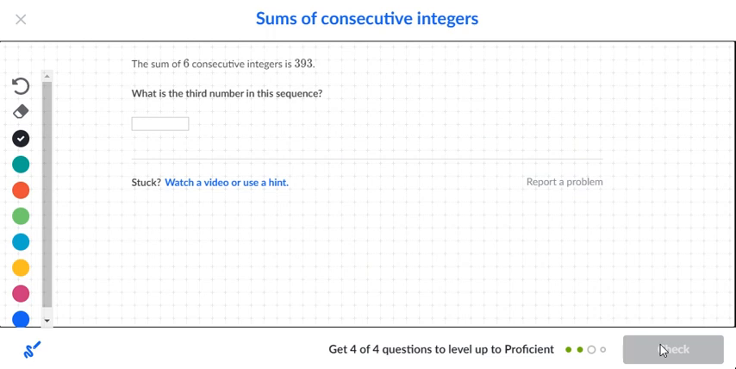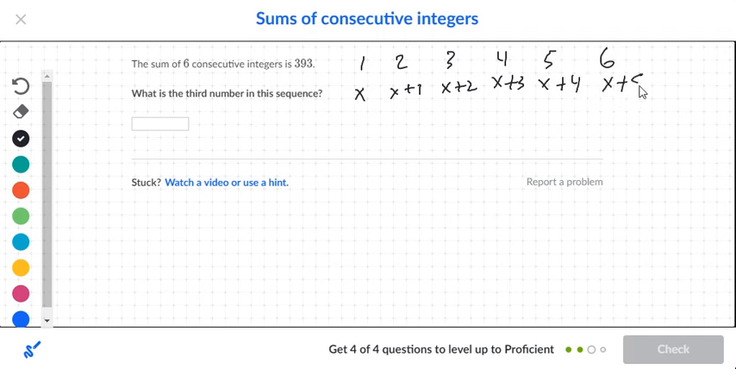Okay, the next one, we want to do the sum of 6 consecutive integers. So 6 consecutive integers. So this is 1, 2, 3, 4, 5, and 6. This is x. This would be x plus 1. To go from 1 to 3, that's x plus 2. 1 to 4 would be x plus 3. 1 to 5 would be x plus 4. 1 to 6 would be x plus 5. My overall total is 393.